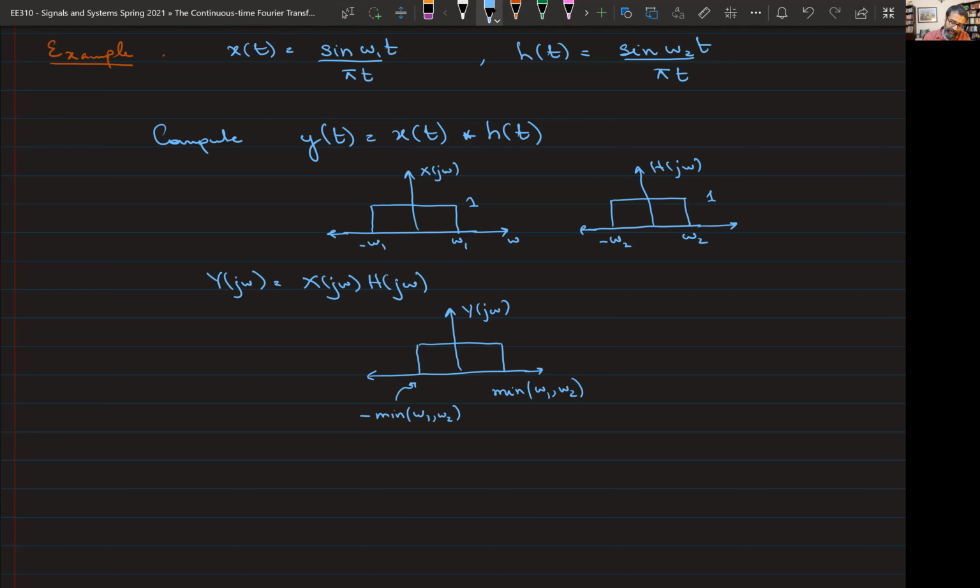And consequently, what is y of t here? So I did not have to do any convolution. I can just quickly write down what y of t is. y of t is sine of minimum of omega 1, omega 2 times t, divided by pi t. Where this is inside the sine.